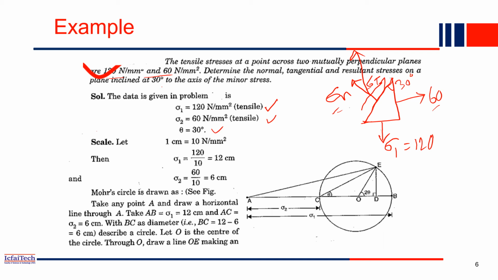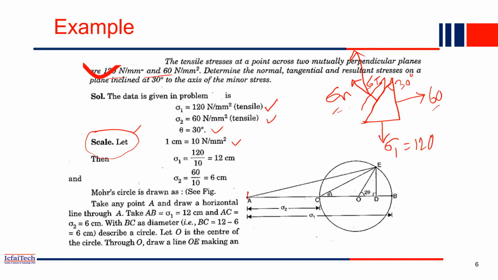Now, as I mentioned, we have to assume some scale, because you have to draw the Mohr circle. So 1 centimeter is equal to 10 Newton per mm square. Some scale we have assumed; you can assume any scale. Then what will be the length of sigma 1? First we have to draw a line for sigma 1. Since 1 centimeter is equal to 10 Newton per mm square and sigma 1 is 120, the total length will be 120 by 10, that is 12 centimeters.